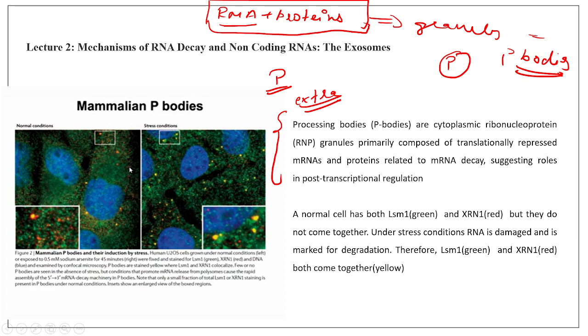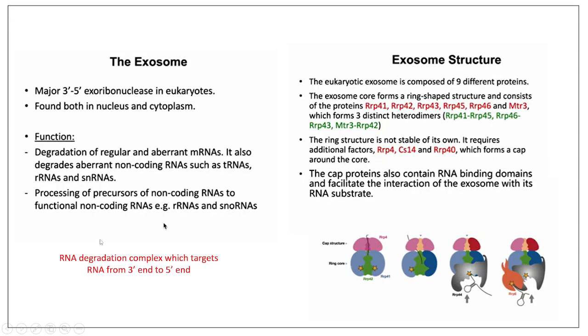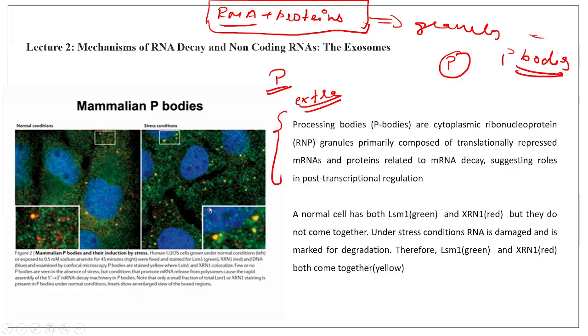They are wide apart from each other. They are not together. But under stress condition, you can see the green and red come together, and you can see so many yellow dots. That means LSM and XRN have come together, and that is why you see so many yellow dots. Some yellow dots are here also because it is like a loop mechanism, but there are more yellow dots in the stress condition.